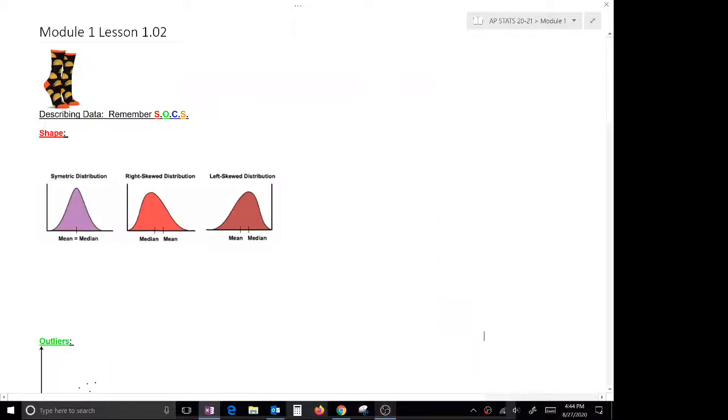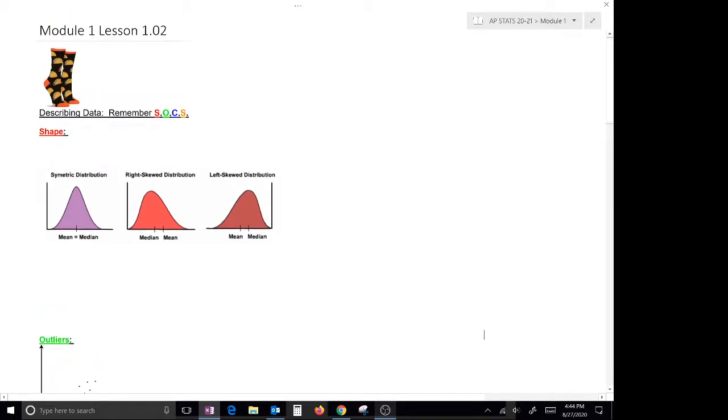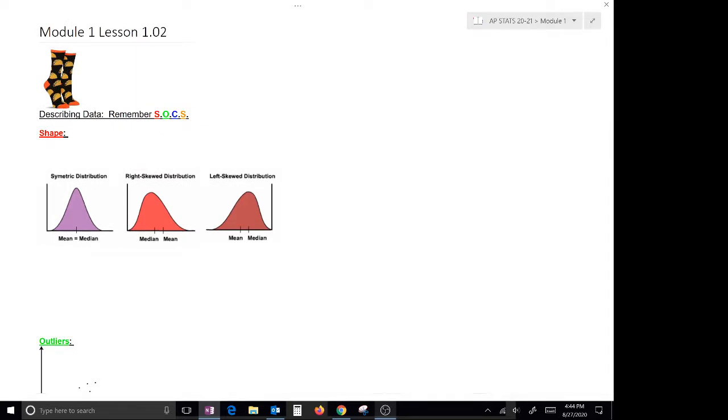Hey everybody, this is Module 1, Lesson 1.02, describing data. Whenever we get a bunch of data, and it's just a stack of numbers, we want to try and make sense of it, because just staring at the group of numbers really isn't going to give us a whole lot. So our procedure for figuring out what our data looks like or how we should organize it, we have to remember our SOCS.